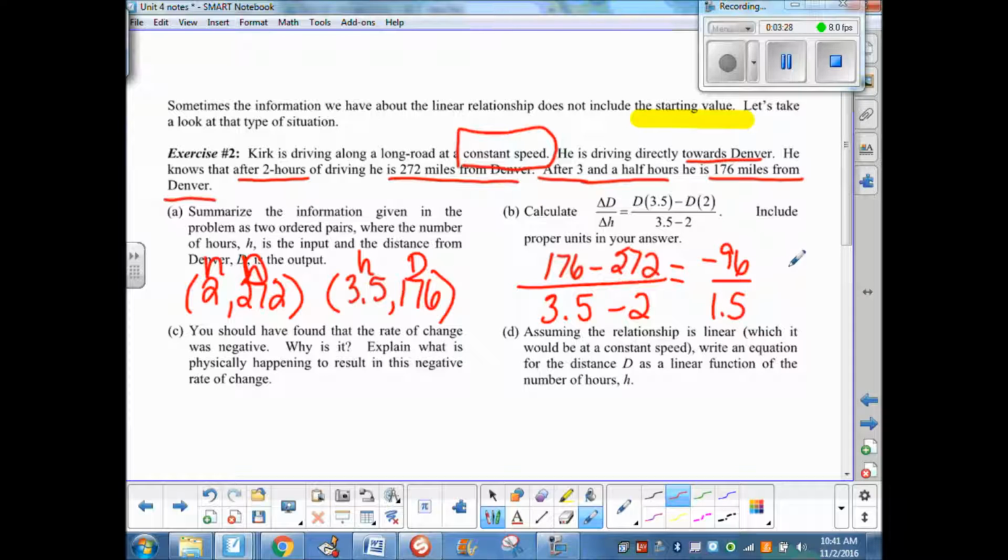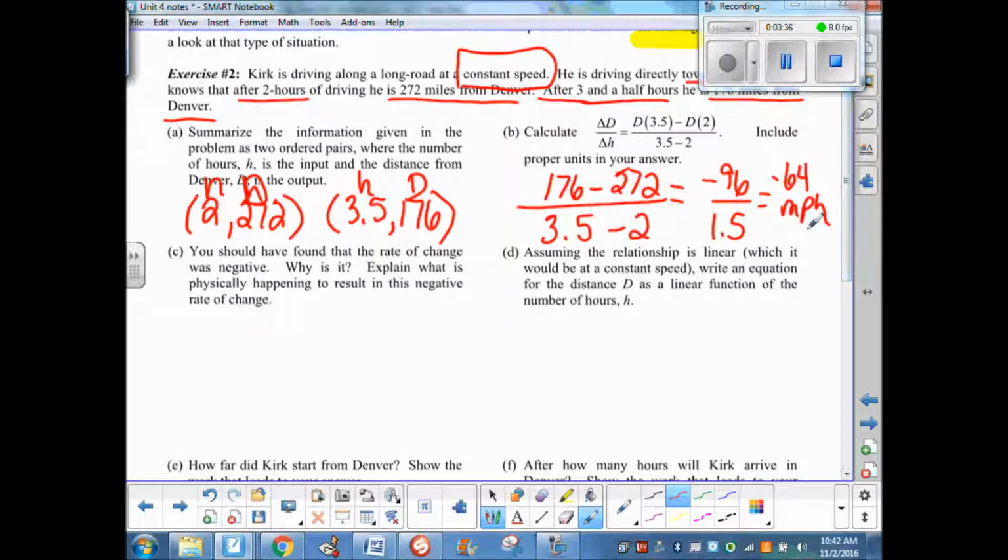So let's make sense of that. That's negative 64 miles per hour. Now that sounds kind of weird because our rate is miles per hour, but it's negative. So let's see what question C says. I bet that's going to address why that's negative. It says you should have found that the rate of change that we just calculated was negative. Why is it? Explain what is physically happening to result in this negative rate of change.